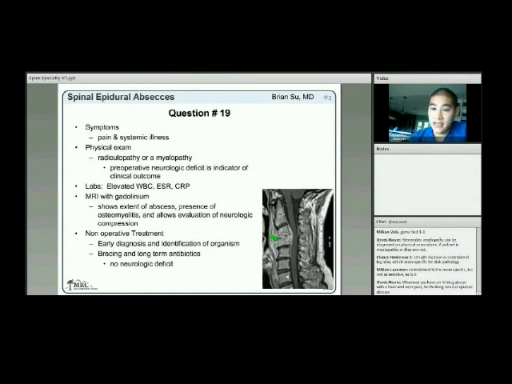These patients are sick and they have pain. They can have radiculopathy or myelopathy, and remember, this has been tested before, the preoperative neurological deficit is an indicator of clinical outcome. You can get labs: white blood cell, ESR, CRP. MRI with gadolinium is the study of choice. It shows the extent of the abscess, whether or not there's associated osteomyelitis, whether or not the disc space is involved. You can evaluate the neurological structures. Certainly somebody who does not have a severe neurological deficit can be braced with long-term antibiotics. You need to find the organism and you need to diagnose it early if you're going to treat it non-operatively.